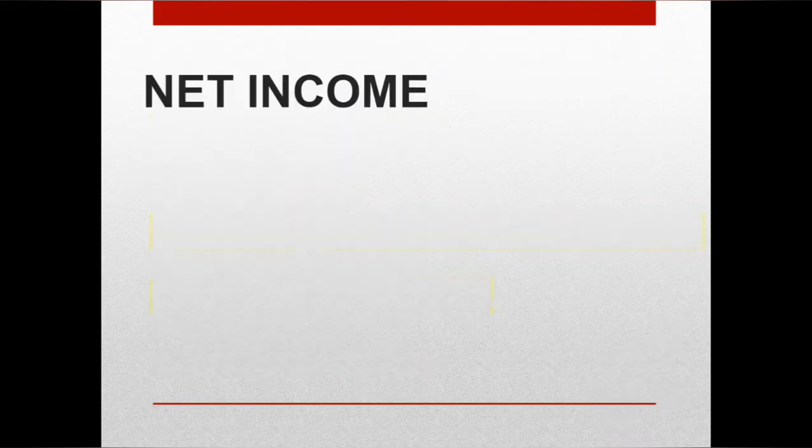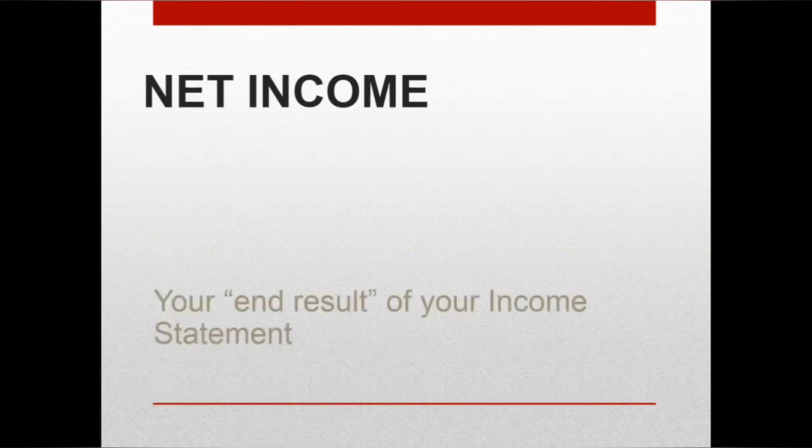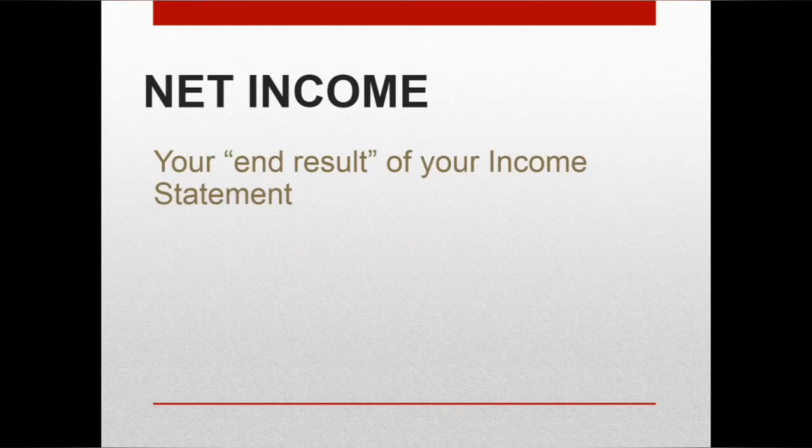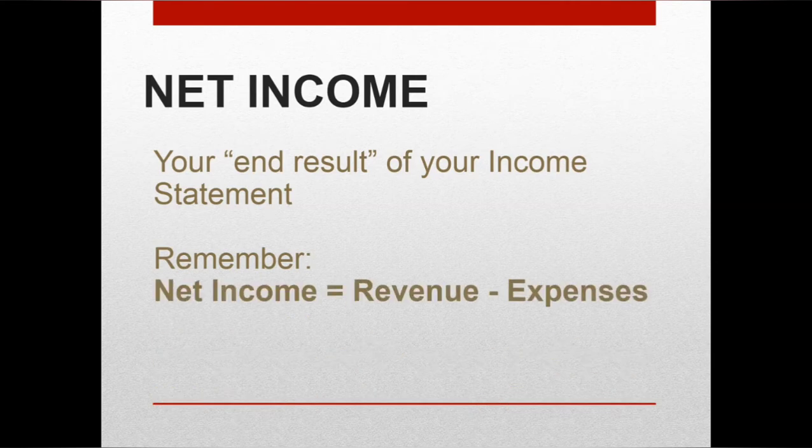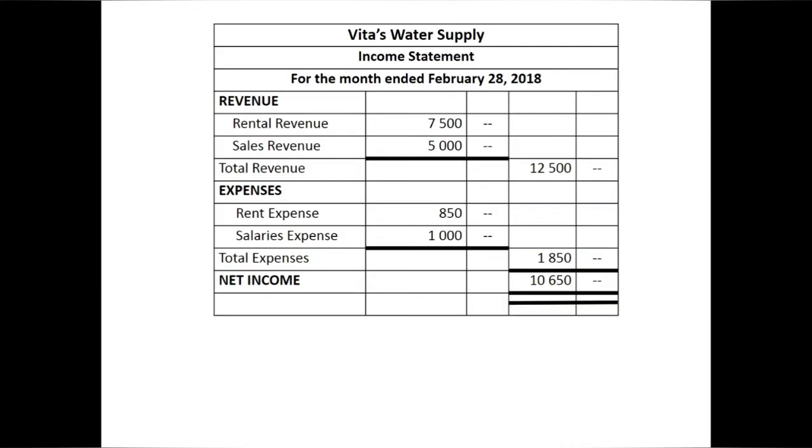Okay. The final term that you're going to see on your income statement is net income, which really is kind of the end result of your income statement. That's what we are looking for. Okay, if you remember, net income is equal to revenue minus expenses. And just to keep in mind, if that number ever comes back negative, we need to change it from net income to net loss. All right, so let's go ahead and get started.